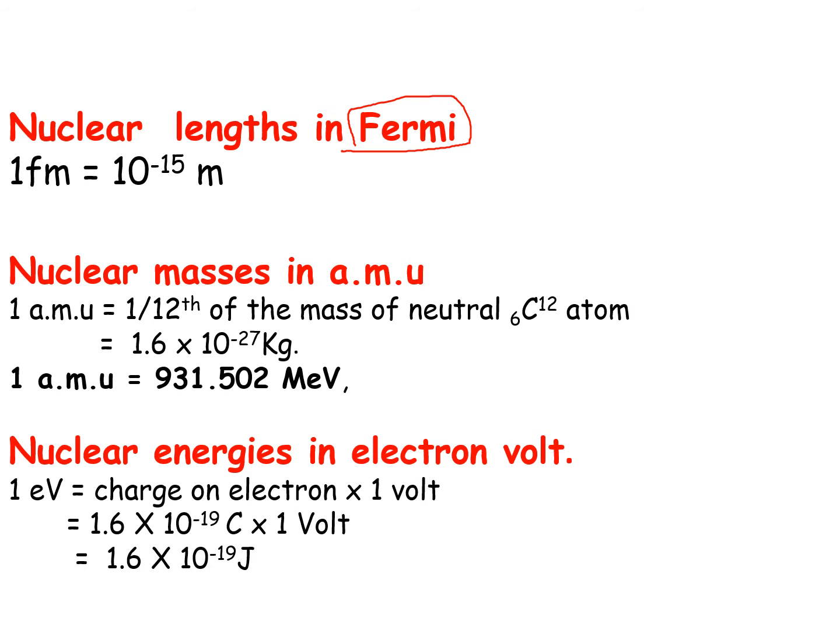meter. Now, second is nuclear masses. Nuclear masses are measured in AMU, that is atomic mass unit. So, 1 AMU is equal to 1/12th of the mass of the neutral carbon atom. That is equal to 1.6 into 10 to the power minus 27 kilogram. And in terms of energy, 1 AMU is equal to 931.502 MeV. So, AMU is defined as a unit in terms of which the masses of various small particles like electron, protons, and neutrons can be expressed.